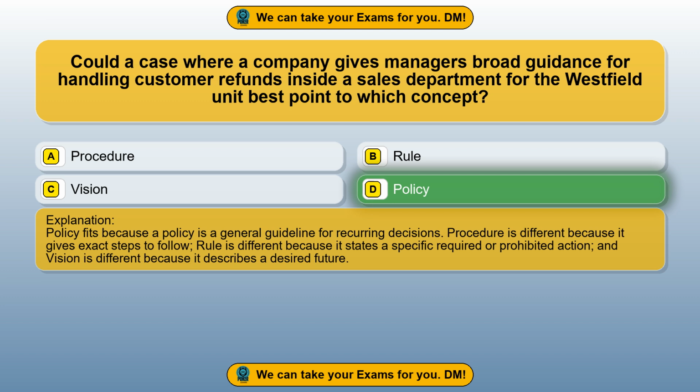Policy fits because a policy is a general guideline for recurring decisions. Procedure is different because it gives exact steps to follow, rule is different because it states a specific required or prohibited action, and vision is different because it describes a desired future.